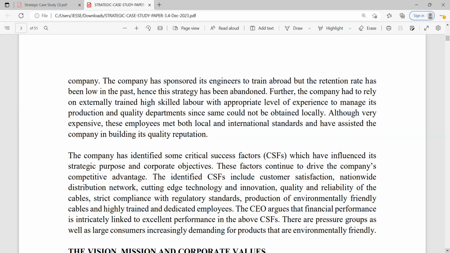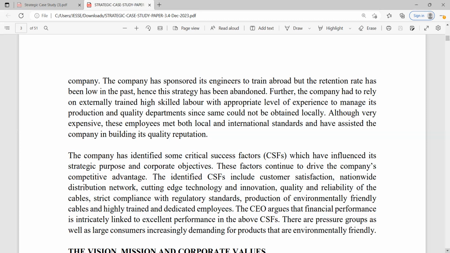A student who is just reading this casually will not see this. But when I read this, there are pressure groups as well as large consumers, my mind immediately goes to the stakeholder matrix, right? In the stakeholder matrix, you have internal stakeholders, you have external stakeholders, and they all have their own interests. And this interest must be taken into consideration when it comes to your strategy as an organization, right? So we are being told here that pressure groups are demanding products that are environmentally friendly. So that's their interest.